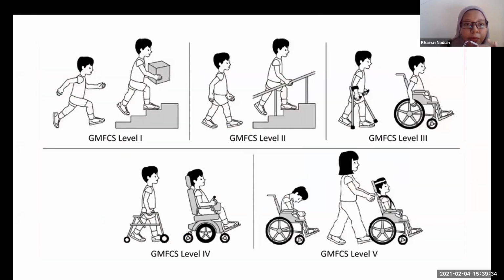This is another classification, which I will explain later. This one is the classification based on motor functions. For level 1, the person can walk without limitation. They do not need any railing to climb the stairs. They can run, they can jump. For level 2, they need a railing in order to climb the stairs, and they have minimum ability to run and jump. For level 3, they need a handheld device in order to move. For level 4, they use self-mobility devices with powered mobility, like you can see, they use a controlled wheelchair, and the last one, they use a manual wheelchair, which needs another person to move them.